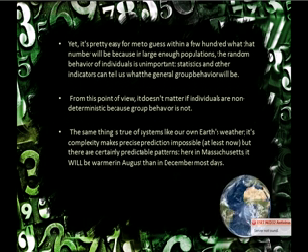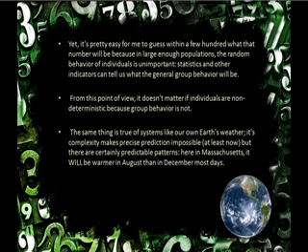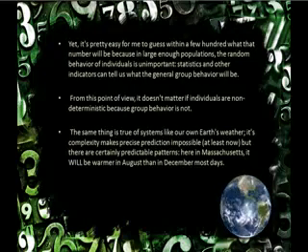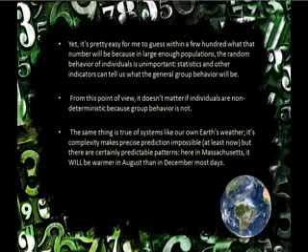Yet, it's pretty easy for me to guess within a few hundred what that number will be, because in large enough populations the random behavior of individuals is unimportant. Statistics and other indicators can tell us what the general group behavior will be. From this point of view, it doesn't matter if individuals are not deterministic, because group behavior is. The same thing is true of systems like our own Earth's weather.